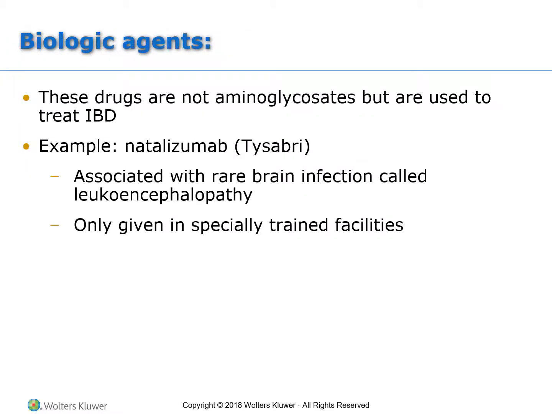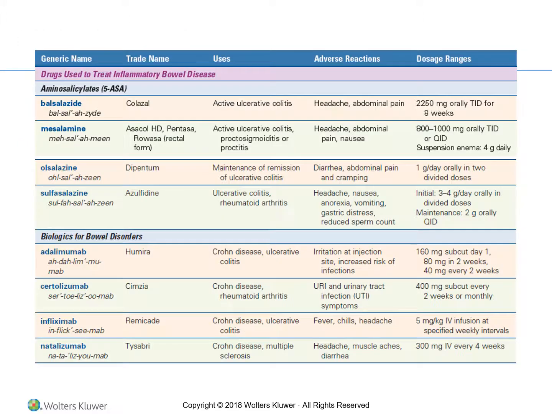There are some biologic agents that are discussed in this group as well. They're not part of the aminosalicylate group, but they're used to treat inflammatory bowel disease. One of the medications that is discussed in detail is Tysabri. It's associated with a rare brain infection called leukoencephalopathy, and it's only given in specially trained facilities, so chances are you're not going to be given this medication. However, you may see some of the other biologic agents used for the treatment of some of these inflammatory diseases, and we'll talk about those coming up.